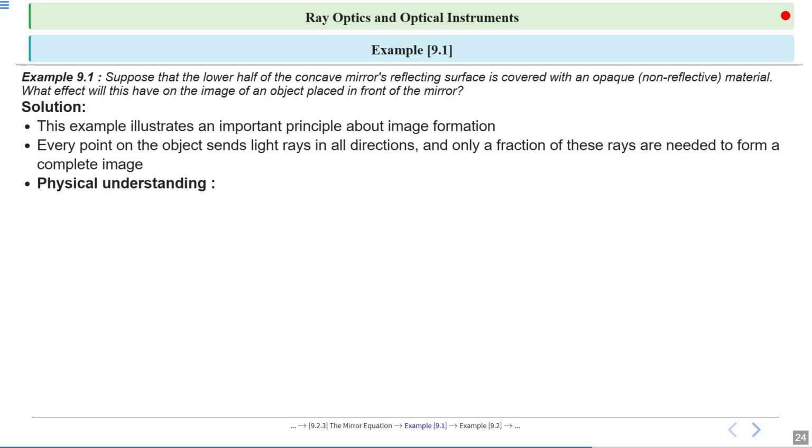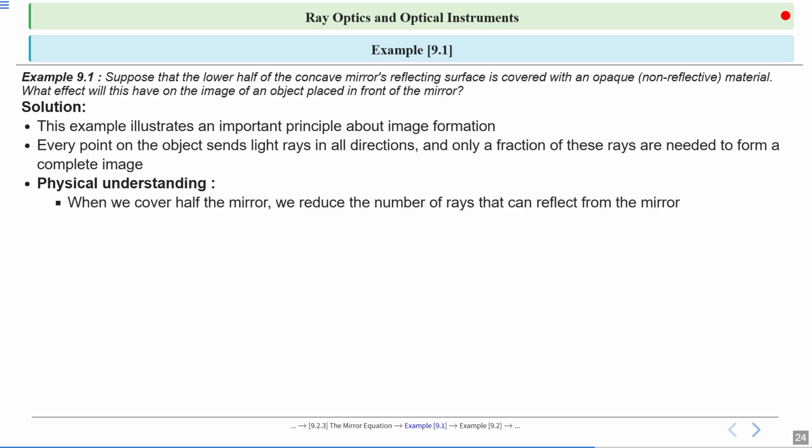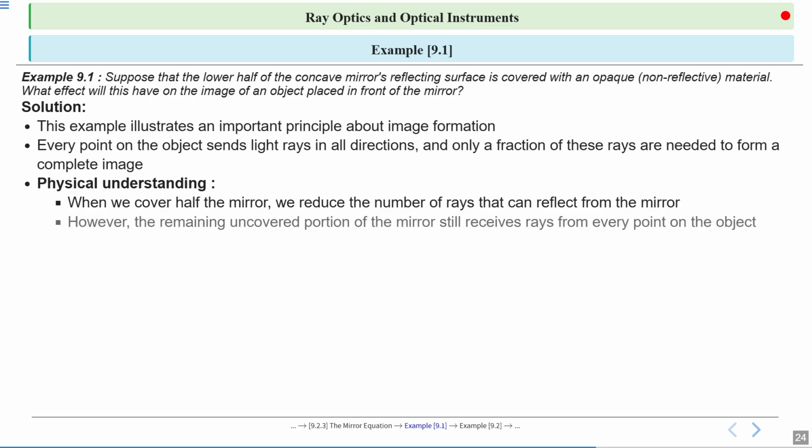So what is the physical understanding for this question? When we cover half of the mirror, we reduce the number of rays that can reflect from the mirror. Initially, the rays coming from the object are reflecting from all parts of the mirror. Now they are reflecting from only half of the mirror. So we have reduced the number of rays. However, the remaining uncovered portion of the mirror still receives rays from every point of the object. So half of the mirror is still making the image.